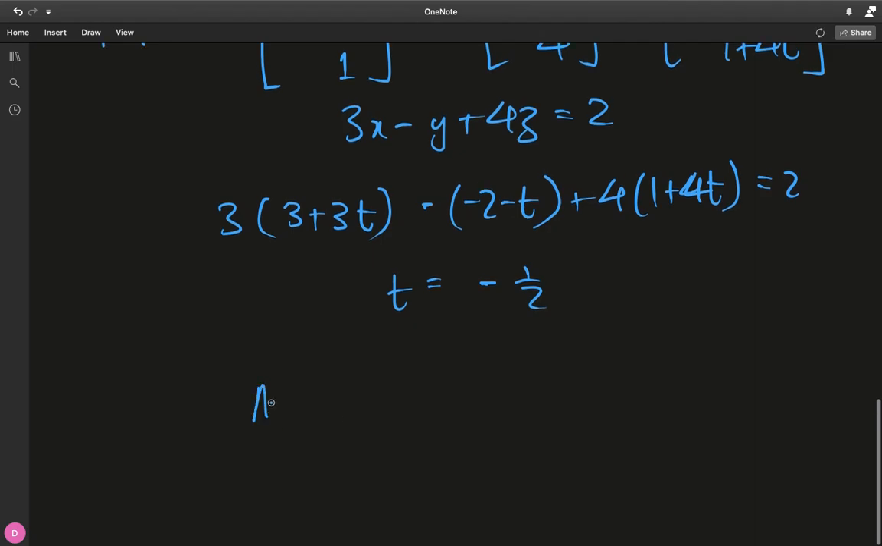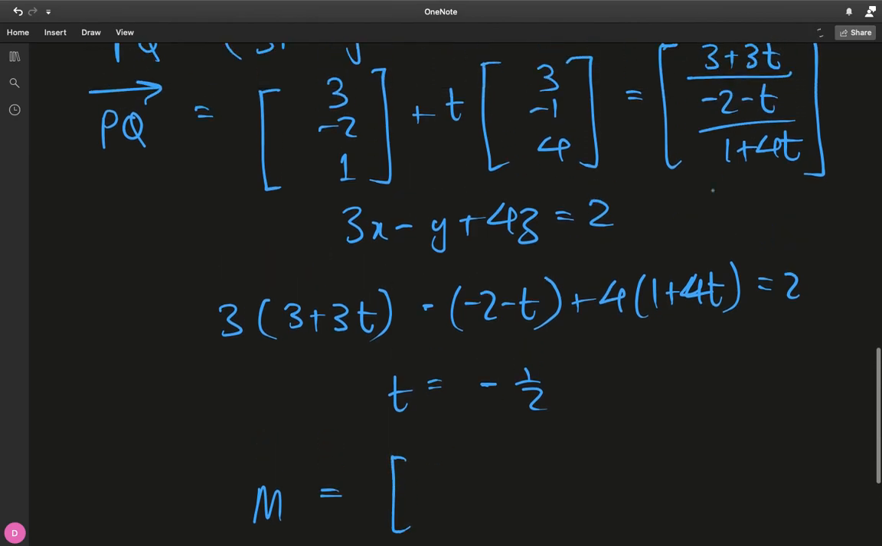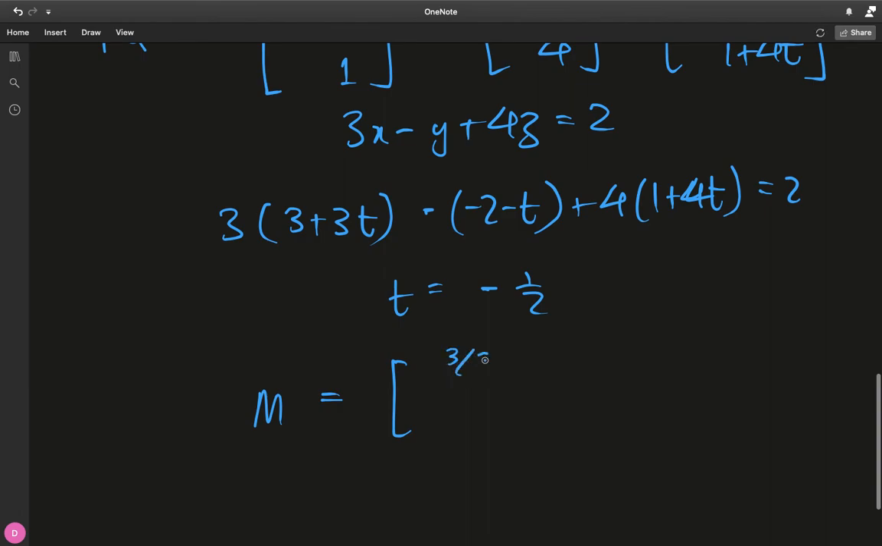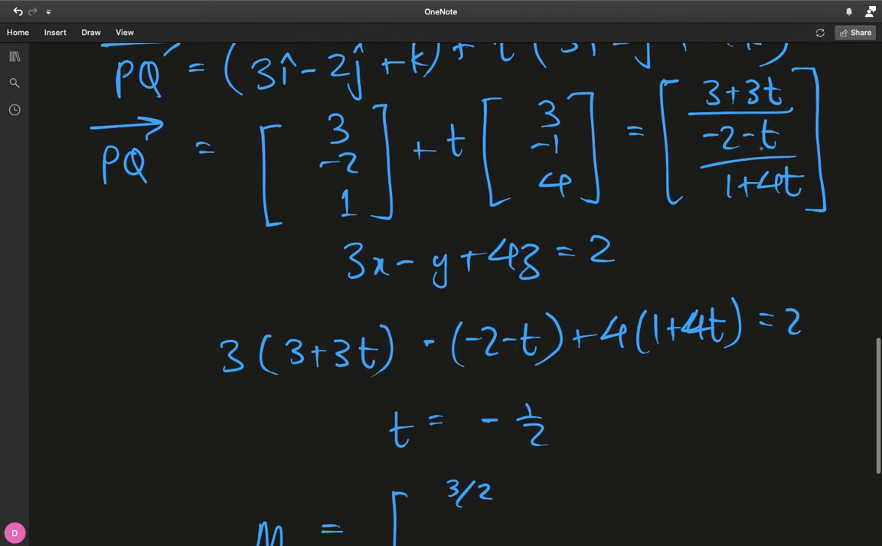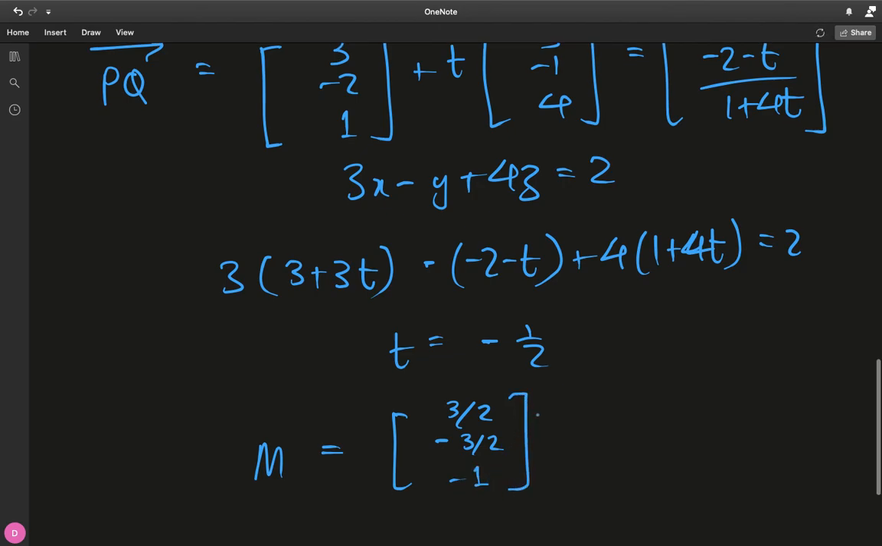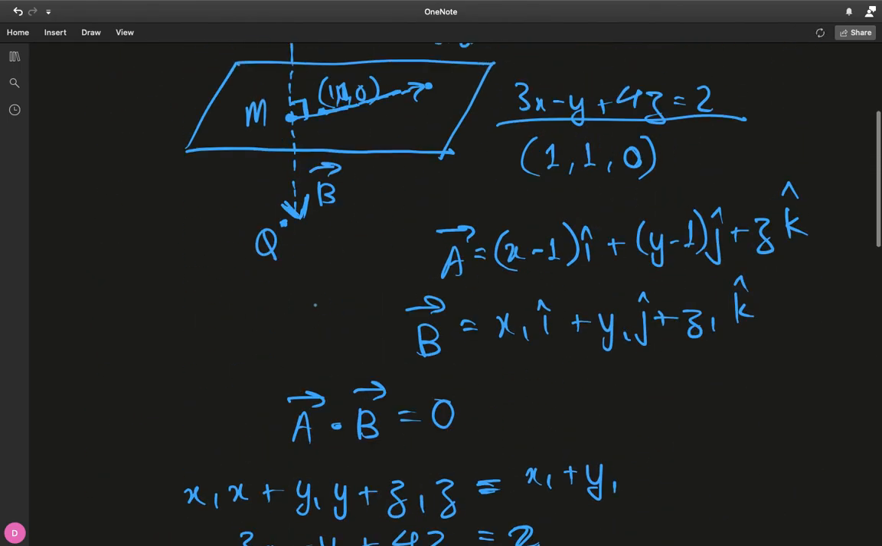So the coordinates of M are now given by plugging the value of t in this matrix. 3 minus 3 over 2 is 3 over 2. This is negative 2 plus half, which will be negative 3 over 2, and negative 1. Those are the coordinates for M. So M can be represented as 3 by 2 comma negative 3 by 2 comma negative 1. That's this point M.